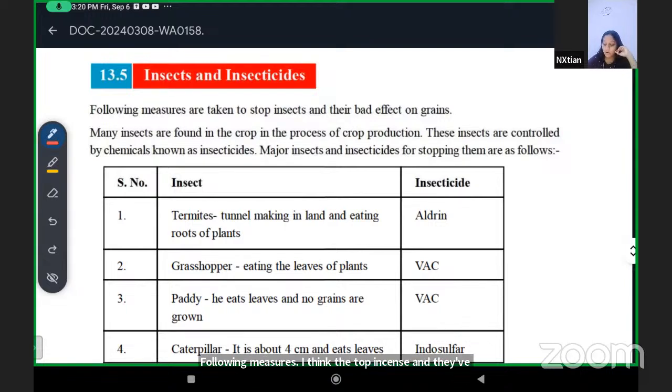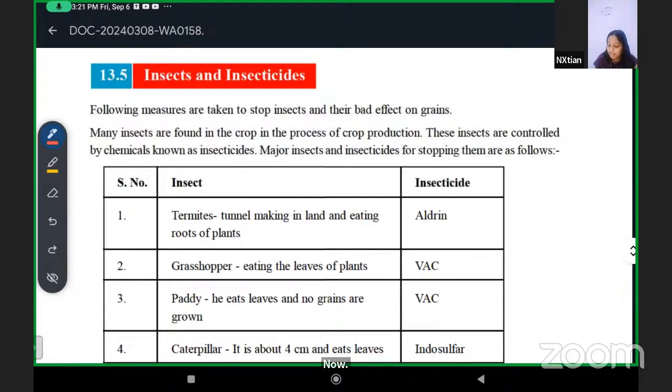Many insects are found in the crop in the process of crop production. These are controlled by chemicals known as insecticides, which are helpful to kill the insects and protect the crops from them.